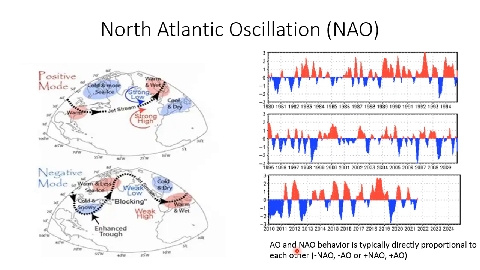So just in general, AO and NAO behavior is typically directly proportional to each other. So what the AO does, the NAO usually does too. For example, if the NAO goes negative, then the AO usually is negative. Or if the NAO is positive, the AO is also positive. So they kind of work in sync with each other.